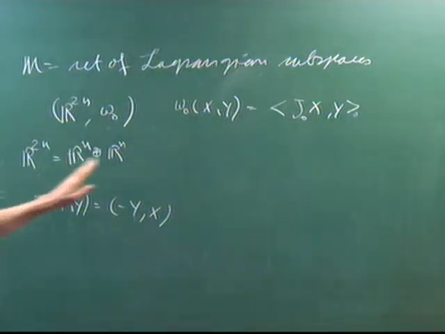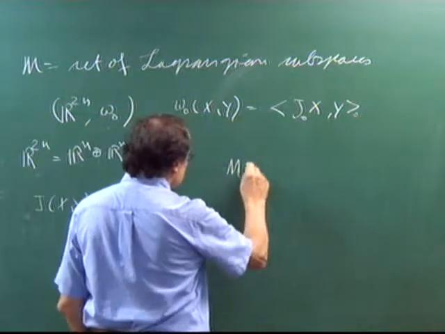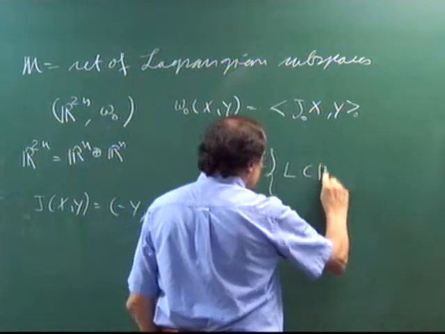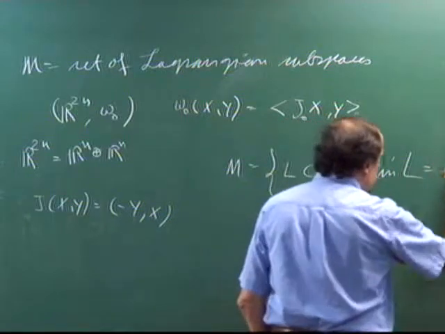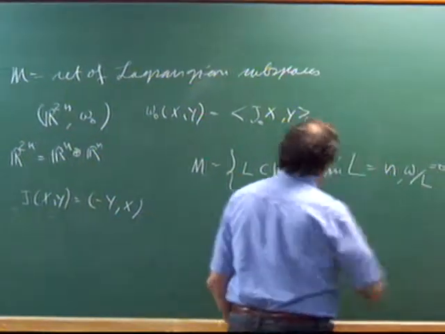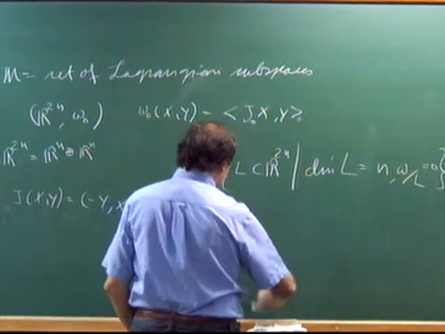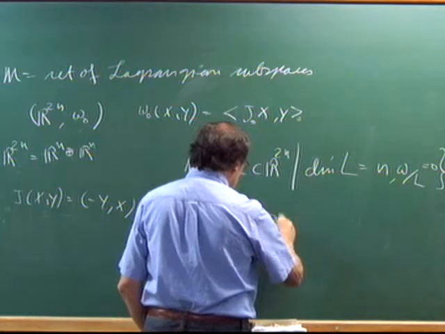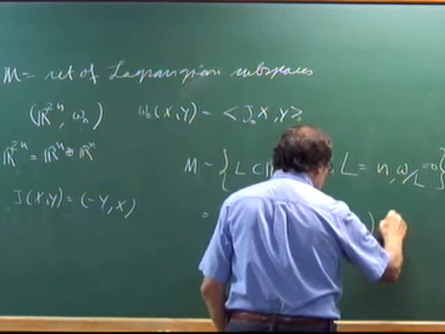So the same way that the complex structure in general is related to Kähler forms, this is now just in this canonical situation. And then M was defined as the set of subspaces L in R^2n with dim L equal to n, and omega restricted to L equal to 0. So these were isotropic subspaces. And we had another interpretation: subspaces in R^2n such that J naught of L is perpendicular to L.